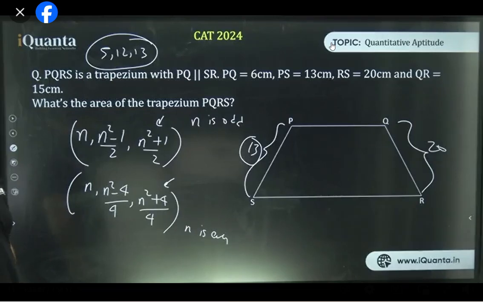Got it? It is the right triplet, not the common triplet. Clear to all of you? There are common triplets, like 3, 4, 5 and 7, 24, 25.